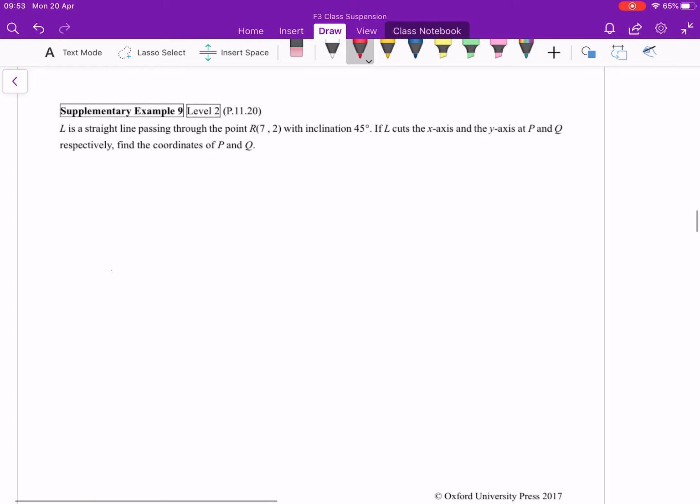This time, you have R, this one, with inclination, this one. L cuts the x-axis and y-axis at P and Q respectively. But this time, it tells you many information about the graph, but it doesn't give you the graph. So I strongly suggest you to draw the graph yourself. Sketch it. Means roughly draw the relative position of all the things.